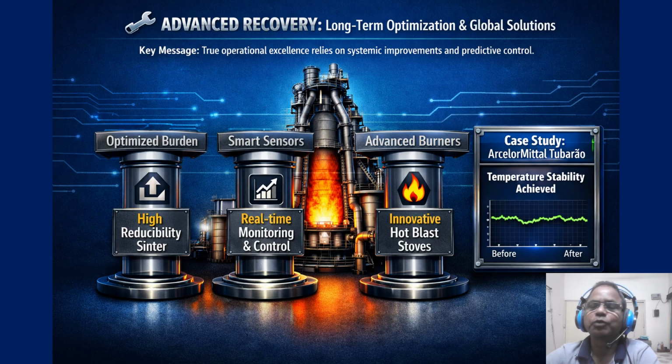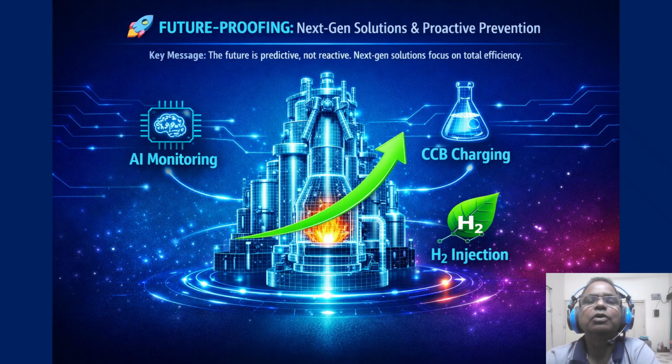So coming to the proactive future. Finally, let's look ahead. This holographic furnace represents the future. Digital twin and AI real-time thermal monitoring that predicts problems before they happen. Carbon composite agglomerates, charging them lowers the thermal reserve zone temperature, creating a more stable profile. Hydrogenated hydrocarbons also help in raising the top temperatures, and underpinning all of these, a zero fault maintenance culture.